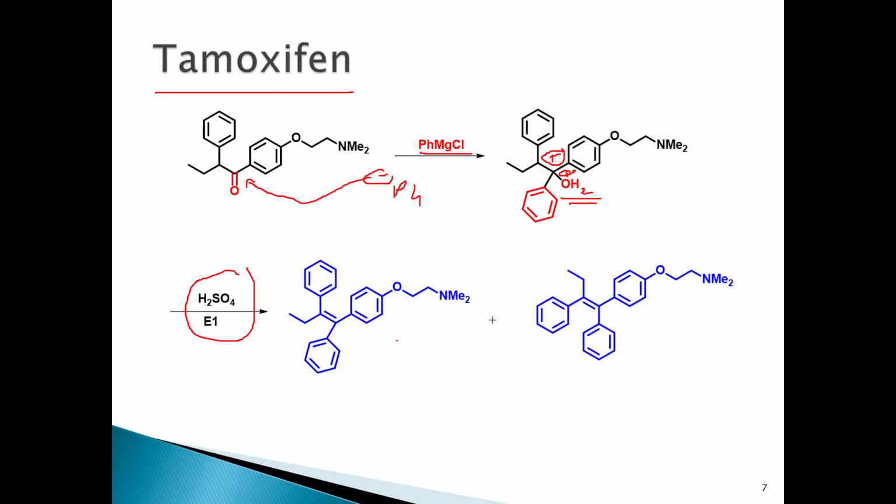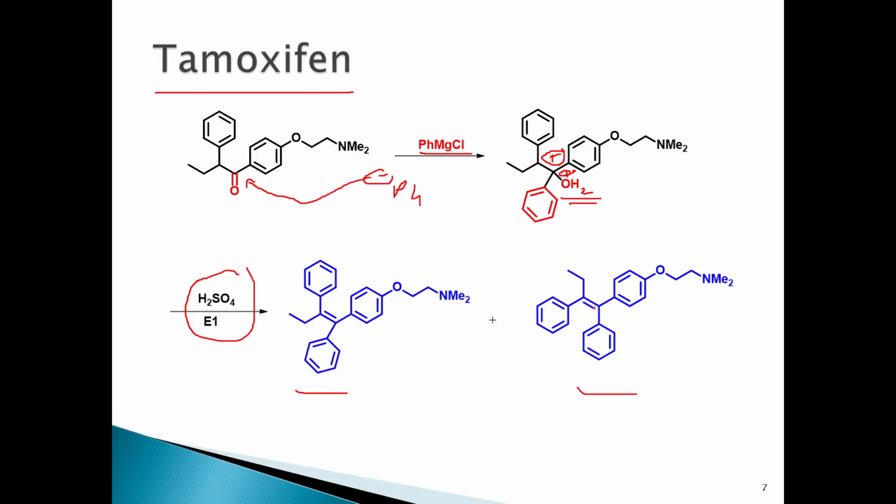So if you see over here, in this particular case it will give us these two products. One is E alkene and one is Z alkene, but the E alkene will be more in quantity. I mean, in the ratio of E alkene to Z alkene, the E alkene will be the major product.